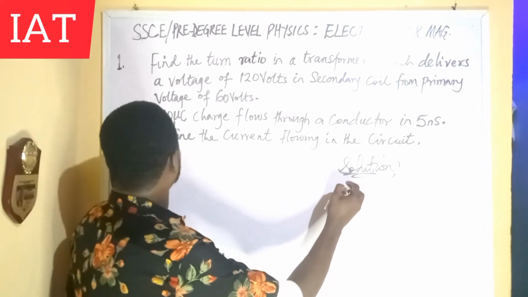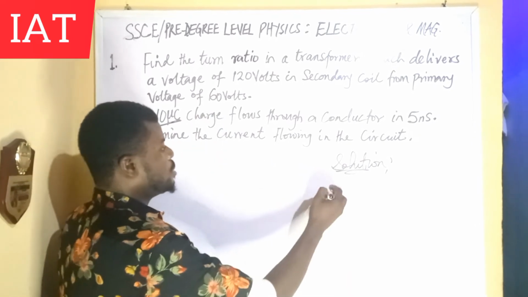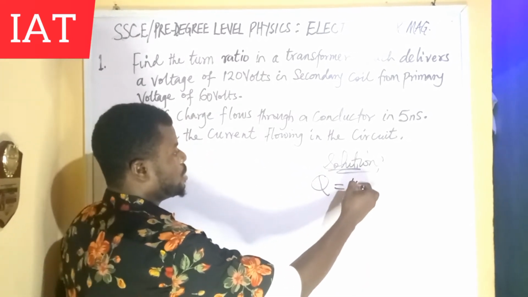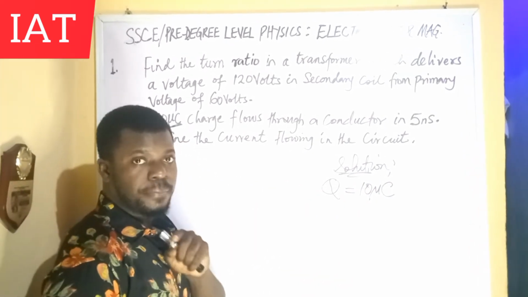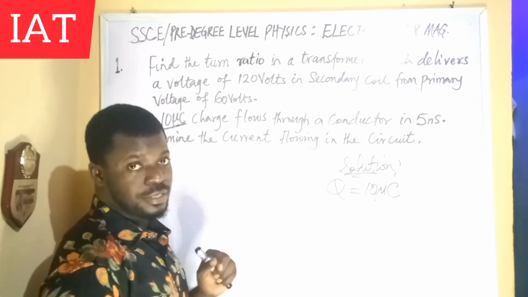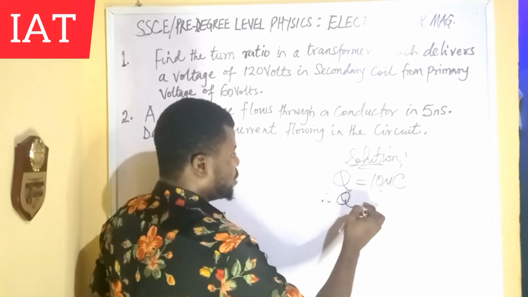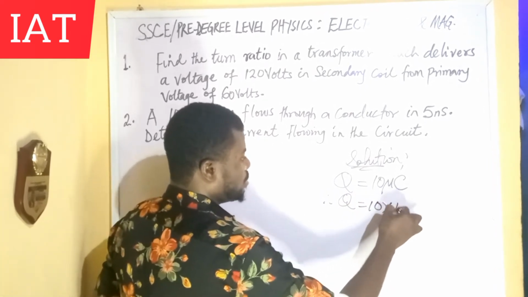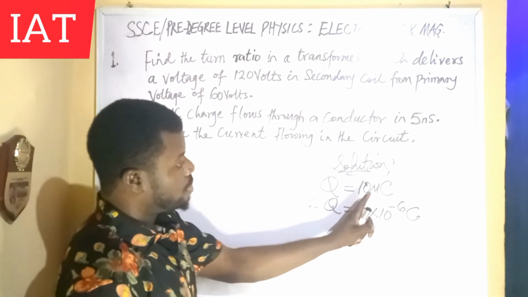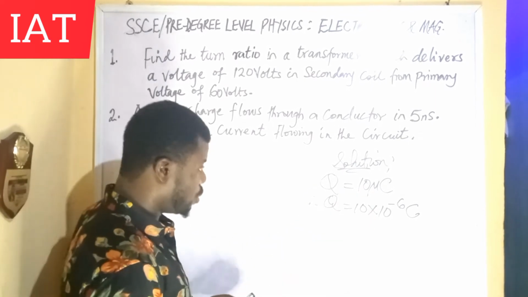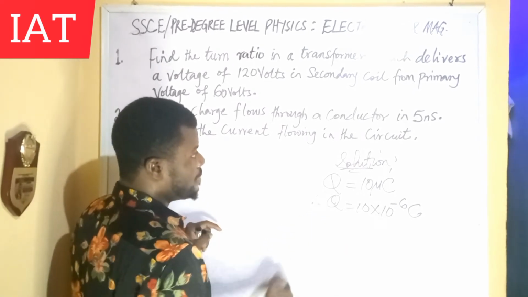We have this one here, 10 microcoulomb, and that is for charge. So we have Q equal to 10 microcoulomb, and this micro means 10 to the power of minus 6. All right, so if we want to break this down, we can have the charge equal to 10 multiplied by 10 to the power of minus 6 coulomb. So it is very important that you convert from microcoulomb to coulomb. Again, if you read through the question, this charge flows through a conductor in 5 nanoseconds.